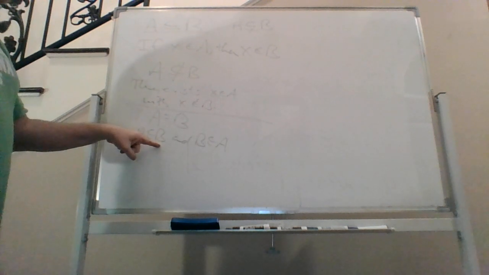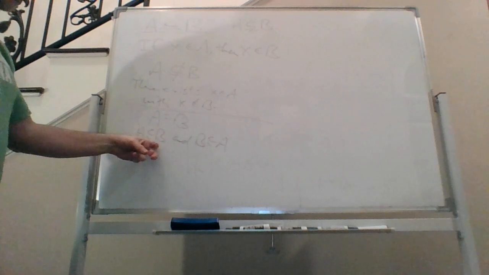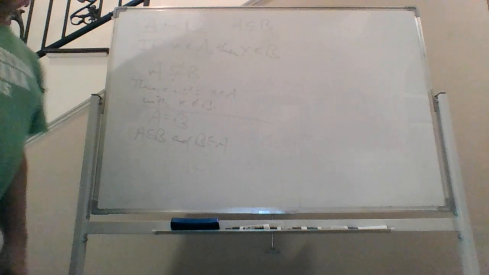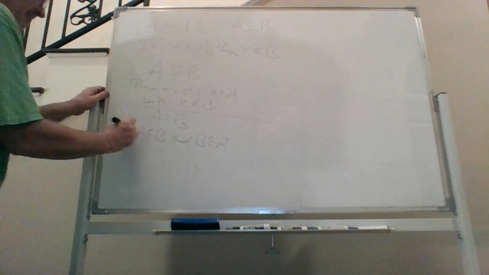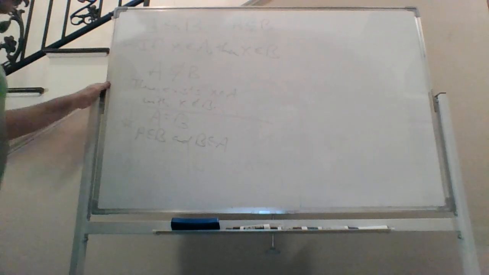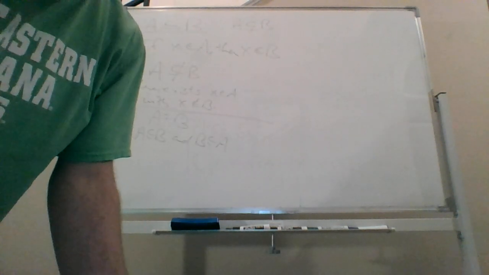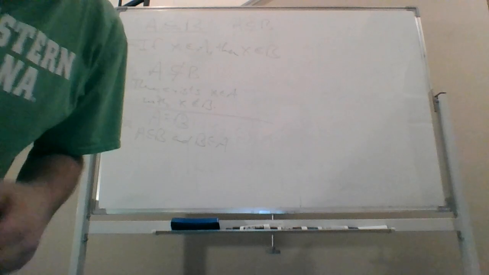So if A is a subset of B, everything in A is in B, and if B is a subset of A, everything in B is back in A. So your sets are equal. So this is the definition. Right? You have to know your definitions. Okay, let's do some examples. I'm not going to write this down. We'll just talk about it.